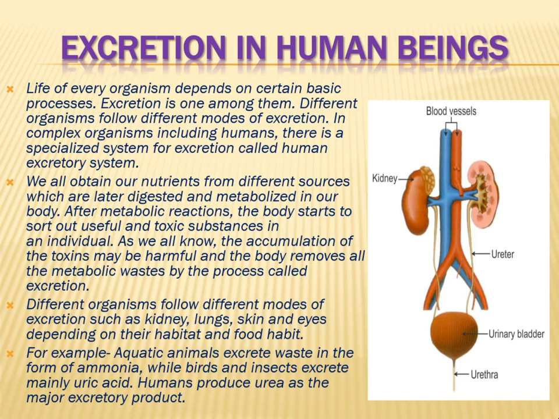This is the detailed structure of excretion in human beings. You can see in front of you the blood vessels, the kidney and the capsule of the kidney. These vessels are the ureters. This is the urinary bladder and this is the urethra, by which the excretion occurs. Hope you've understood about excretion in human beings. Let's move to the next slide.